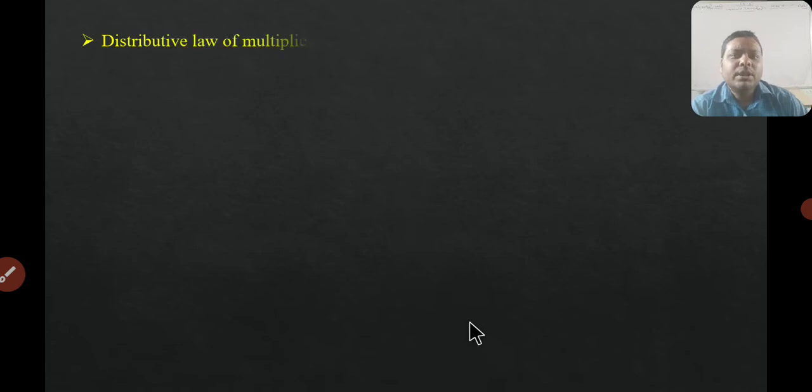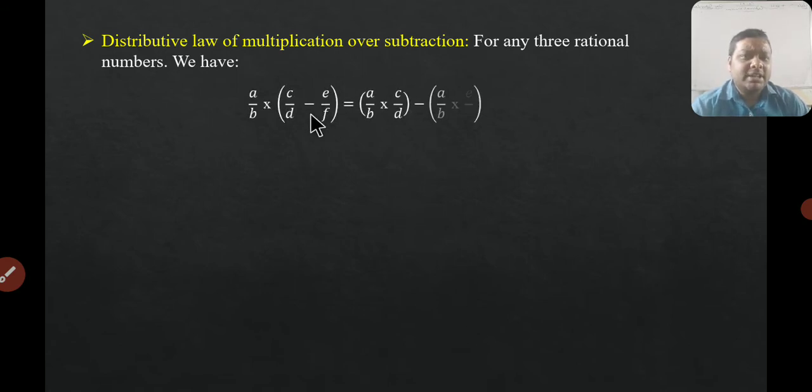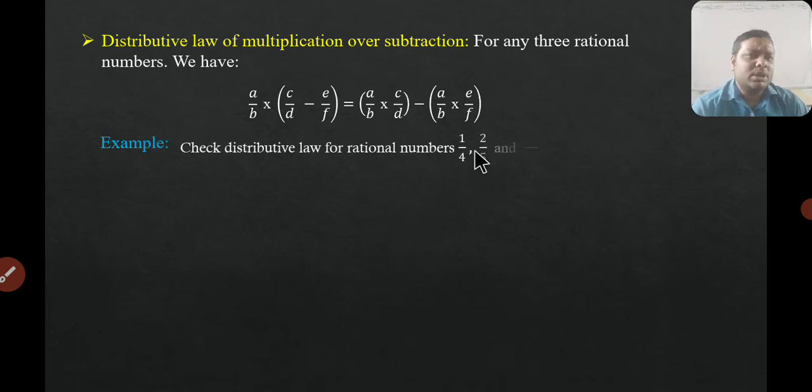Now dear, the distributive law of multiplication over subtraction. It means the property will be the same, but in between there is a minus sign, okay, and now everything is the same. So let's check with another 3 rational numbers. We will take 1 by 4, 2 by 5 and 7 by 15, with 1 by 4 as A by B, 2 by 5 as C by D, and 7 by 15 as E by F. It means 1 by 4 in LHS we will keep outside.